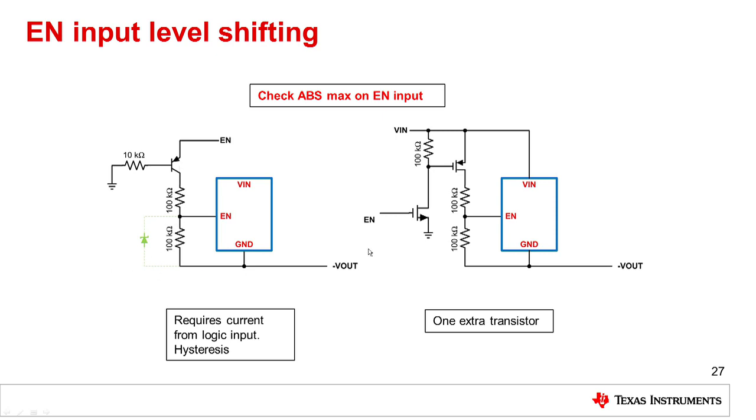very simple. Here we have two extra transistors, or one extra transistor added, so we have a total of two. In this case, the enable threshold is simply the threshold voltage of this FET right here, and there's no real hysteresis. And of course, it doesn't require any current from your logic supply. In both cases, you have to make very sure that you always respect the ABS max rating between the enable input and the ground of the particular regulator that you're using as your buck boost.